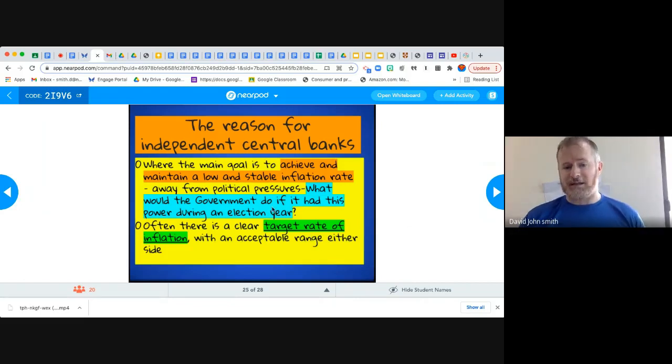And similarly in America, with each new president, they tend to select a governor of the Reserve Bank who follows their particular philosophy about economics, or their particular philosophy with regards to whether there should be a low and stable inflation rate or not, and what that might be. All right.